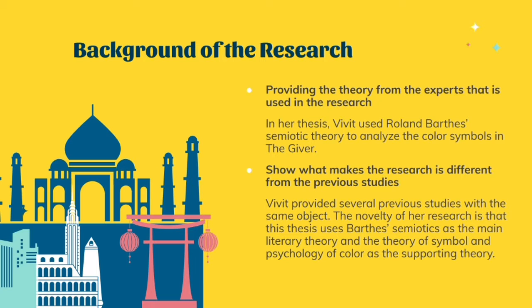Next, background of the research also provides the theory from the experts that is used in the research. In her thesis, Vivit used Roland Barthes' semiotic theory to analyze the color symbols in The Giver. And then, background of the research also shows what makes the research different from the previous studies. Vivit provided several previous studies with the same object. The novelty of her research is that this thesis used Barthes' semiotic as the main literary theory and the theory of symbol and psychology of color as the supporting theory.